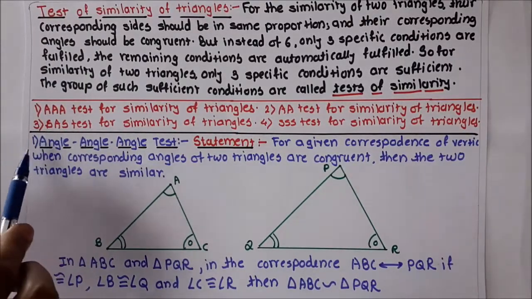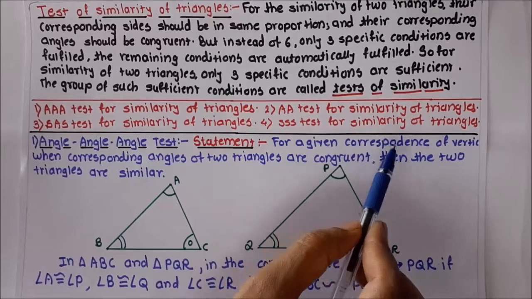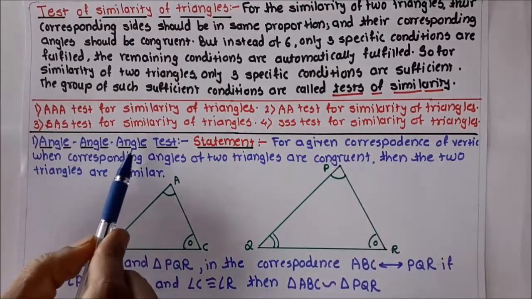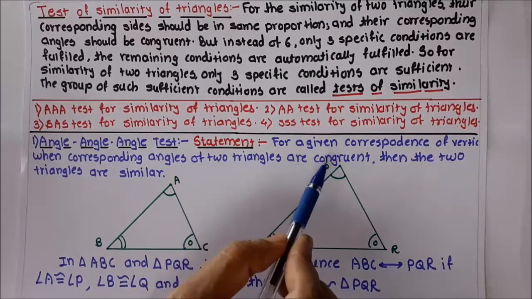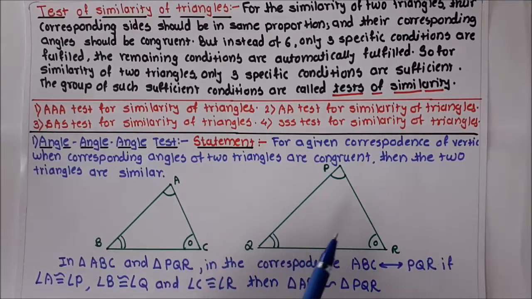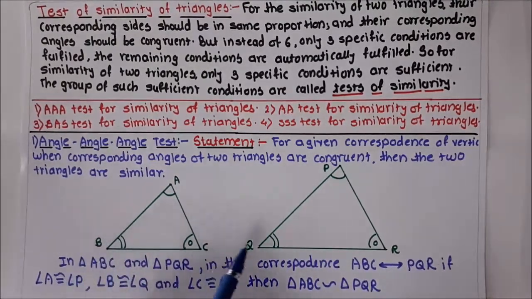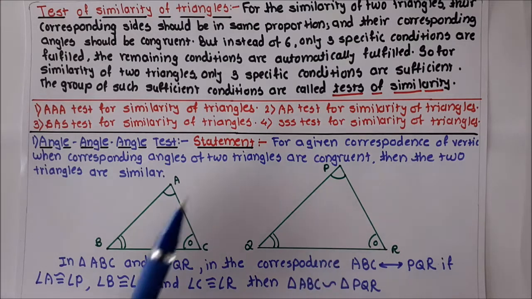Now its full form is angle angle angle test. Now statement: for a given correspondence of vertices, when corresponding angles of two triangles are congruent, then the two triangles are similar. Now for this I have taken two triangles once again, that is first one is triangle ABC and second one is triangle PQR. Its correspondence is ABC to PQR. If angle A is congruent with angle P, angle B is congruent with angle Q and angle C is congruent with angle R, then triangle ABC is similar to triangle PQR.